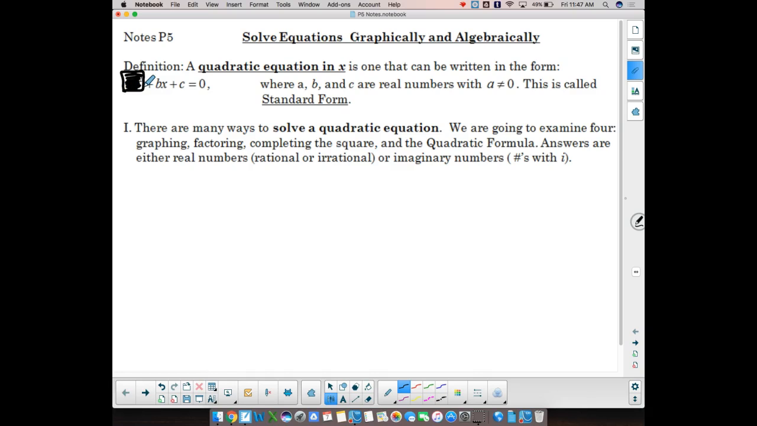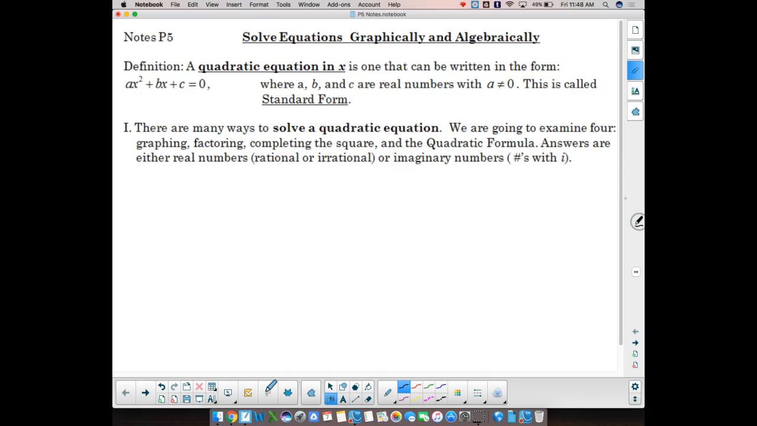And now what do I have? It's an L word. Linear. It's a linear function. It's not a quadratic function anymore. So that's why a has to be some number that's not 0.